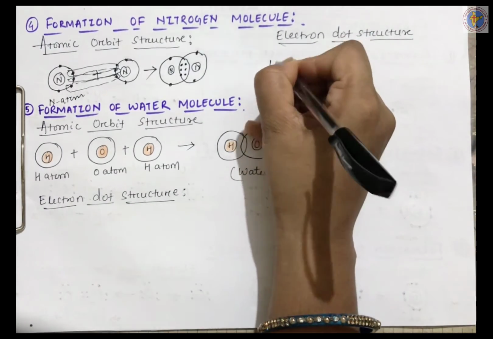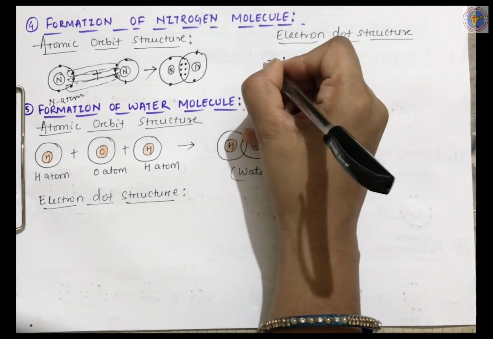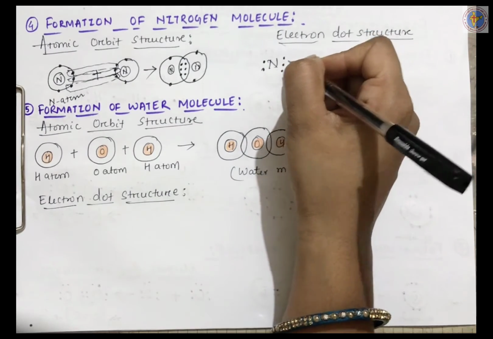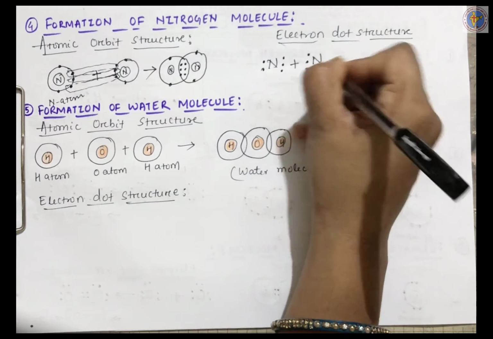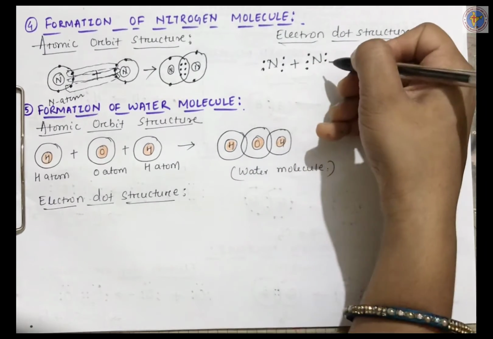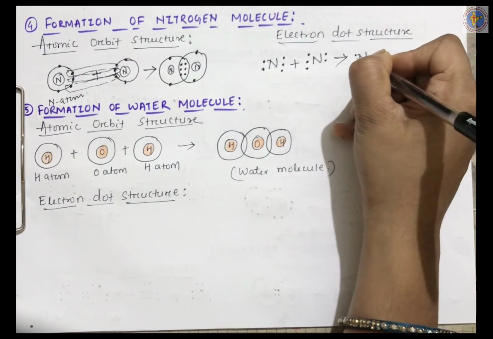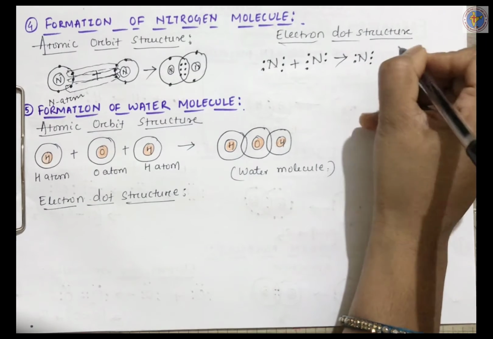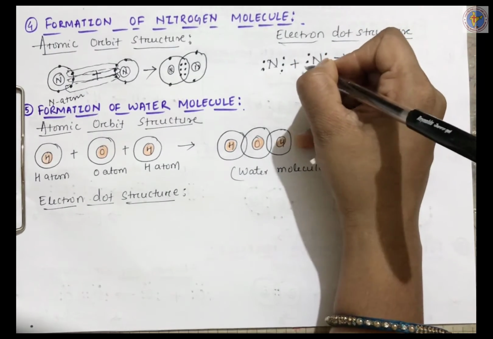Nitrogen, as I told you, consists of 5 electrons in the outermost shell. So it needs 3 more electrons to attain the stable electronic configuration. So like this we need to show. After combination, what will happen, children? Yes, this will form like this, and sharing of electrons will take place between these 3 electrons.